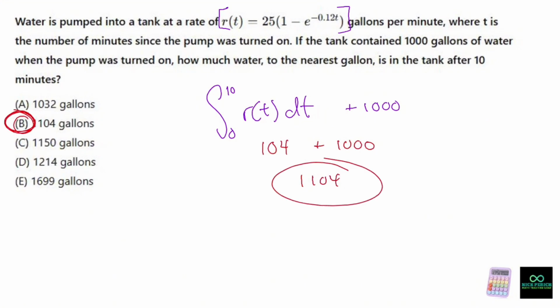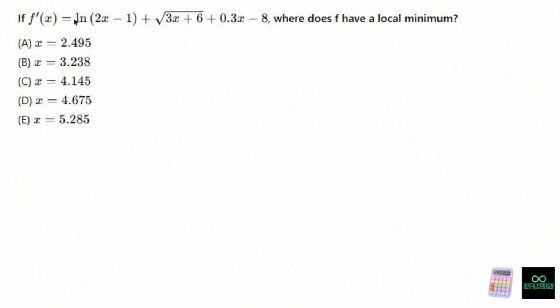Fun stuff. If f prime of x equals ln of 2x minus 1 plus the square root of 3x plus 6 plus 0.3x minus 8, where does f, the original f, have a local minimum? So this is what we're looking for. F has a local minimum, right, if it looks something like this. Now what that means is you go from a negative slope to a positive slope.